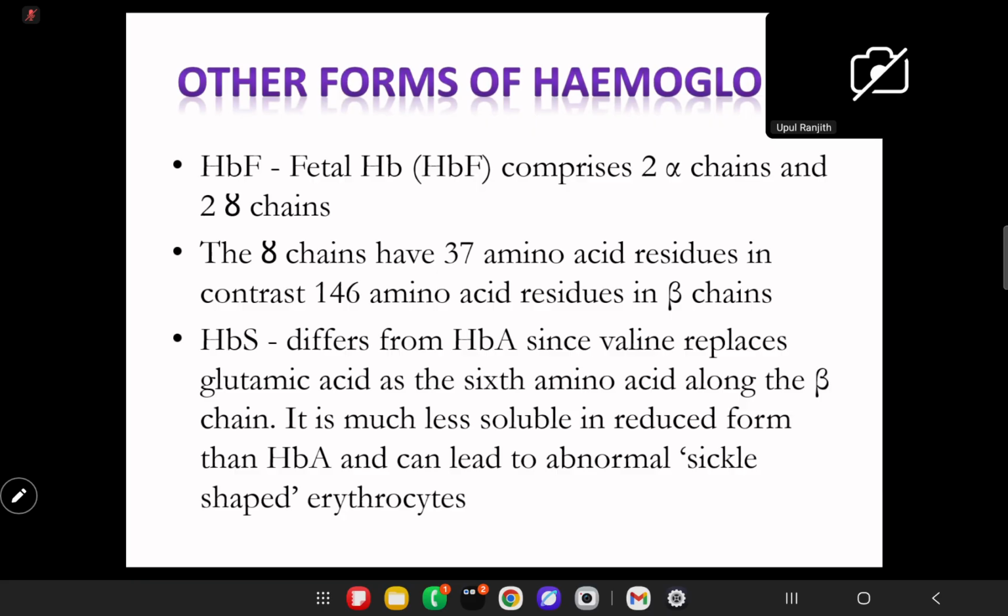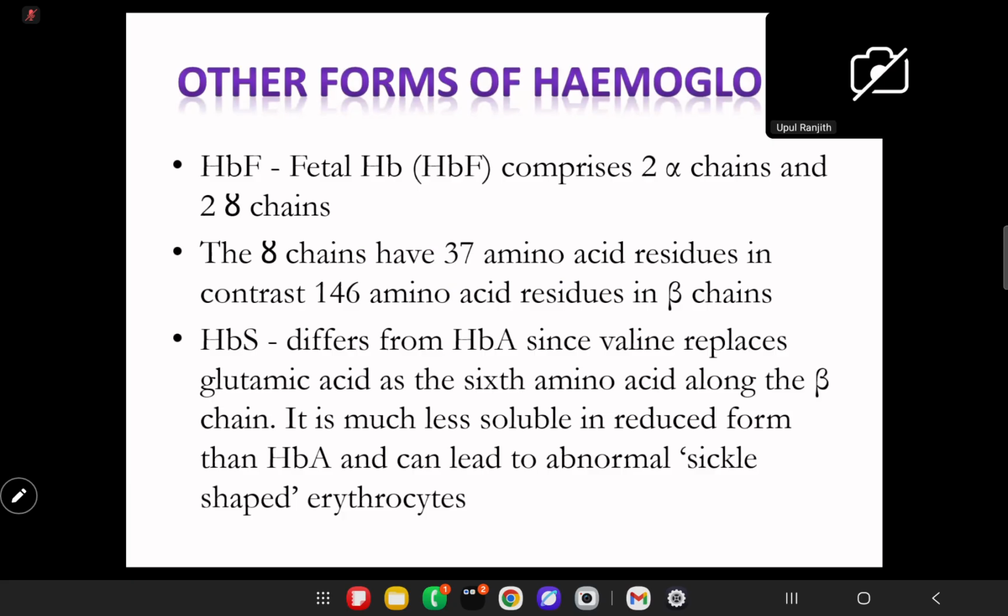Then you can be asked about the other forms of hemoglobin and what the differences are. Among the other forms, there is fetal hemoglobin. HbF comprises two alpha chains and two gamma chains instead of beta chains. The gamma chains have 37 amino acid residues in contrast to 146 amino acid residues in beta chains.